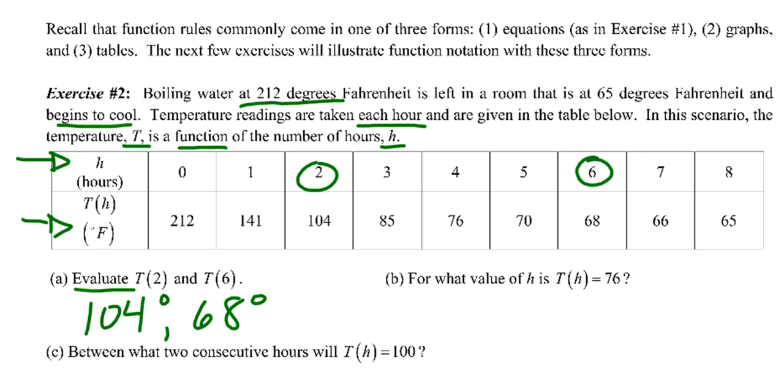Then they want you to see if you can read the chart backwards. I bet you can. You've got what value of H is the temperature 76. So you just find in your temperature row 76. It's 76 degrees after 4 hours. See if you can do letter C on your own. You're looking for between what 2 hours will it get to 100 degrees.